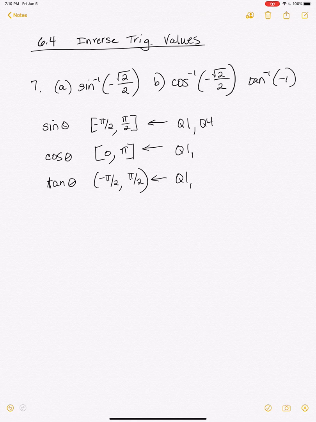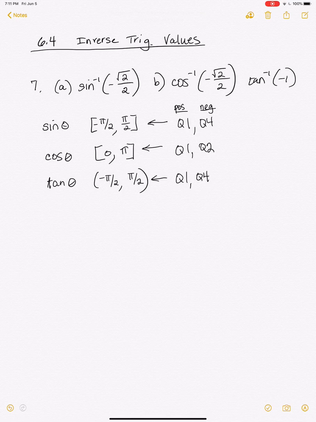Same thing with tangent. And then cosine's a little bit different because if we use quadrant 4 with cosine, that would be positive. Remember, cosine's positive in quadrant 4, so we can't use quadrant 4. So that's why we're using 0 to pi or quadrant 2. All right, so my positive values, well, my angle will come from quadrant 1. My negative values, my angle will come from those quadrants.